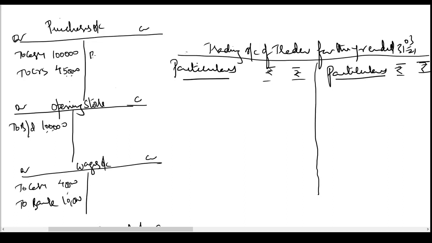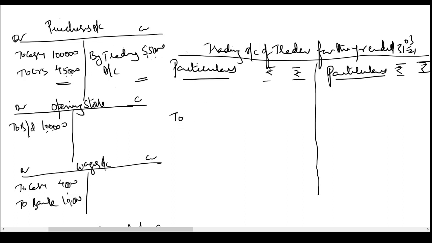And how do we do that? We just write here by trading account 5,50,000. So when you write 5,50,000 here, this account tallies, the account becomes equal. Now what will be the opposite posting in the trading account? We'll write here in trading account.